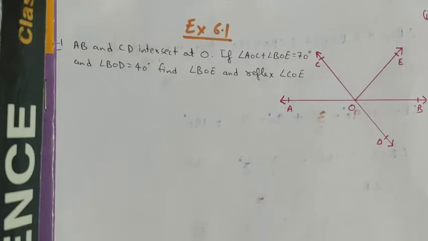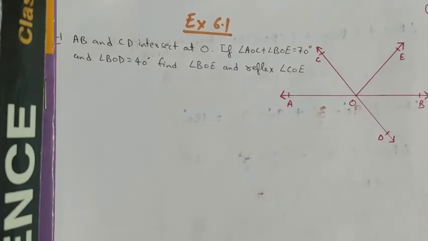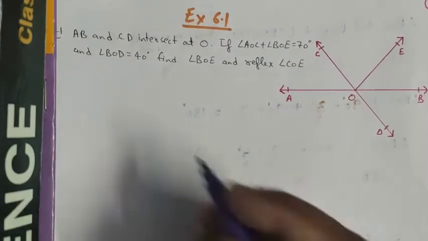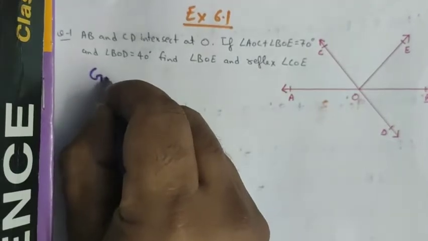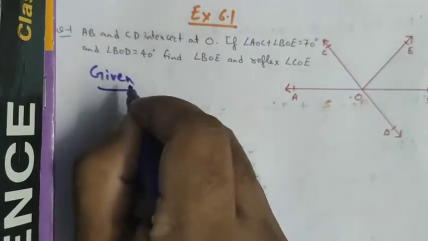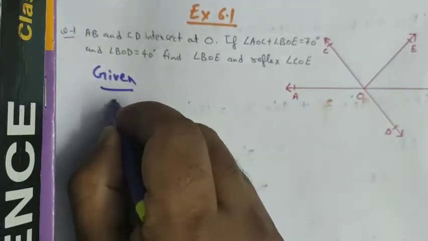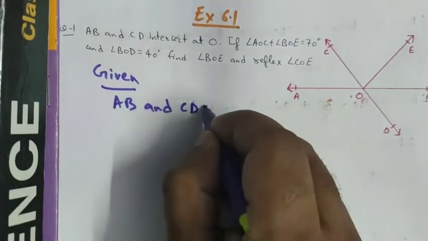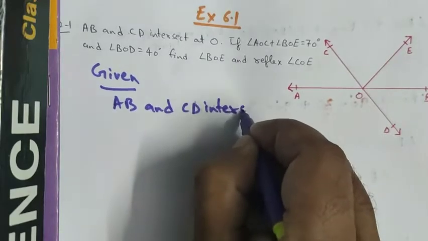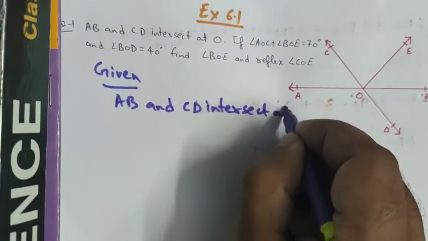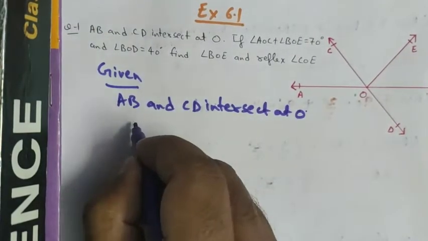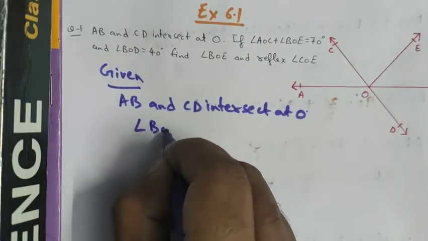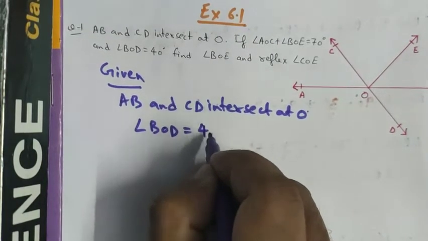Okay, we will be starting exercise 6.1, question number 1. In this question, it is given to you. First of all, we'll write what is given to us. It is given that AB and CD intersect at O, and angle BOD is equal to 40 degrees.